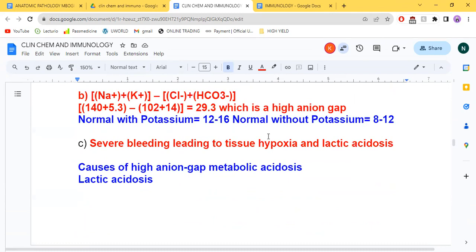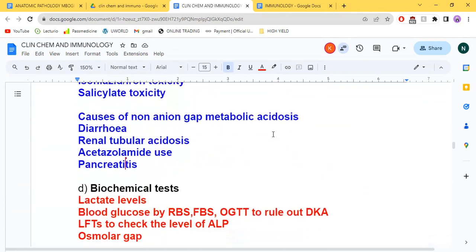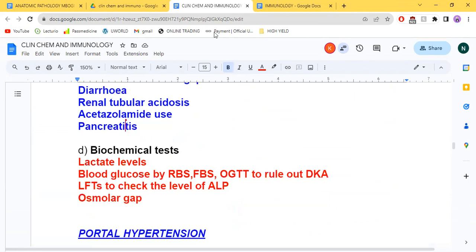Biochemistry tests that you can do to later confirm this: this person's lactate levels, blood glucose, RBS, FBS, OGTT to rule out diabetic ketoacidosis, because as we have seen, it's some of the reasons for the non-anion gap. Then we do LFTs to check the level of ALP and the anion gap. Thank you. We can go to the next question.